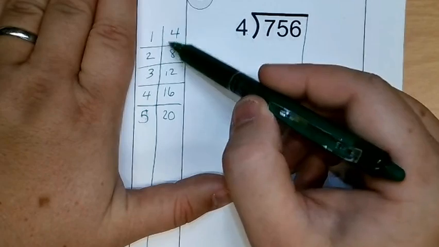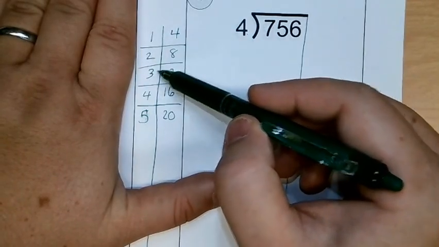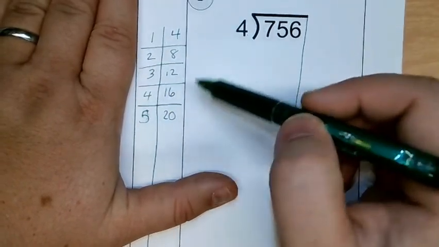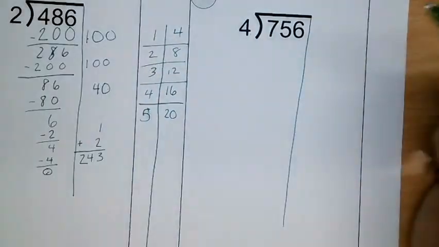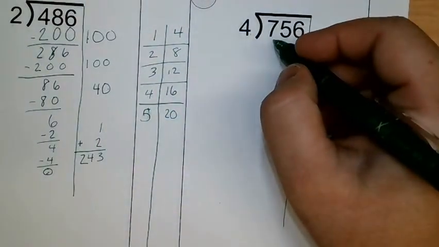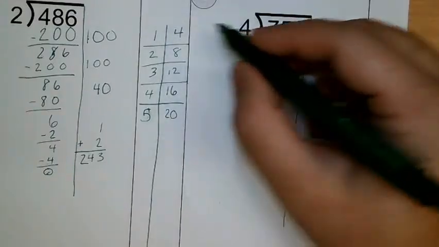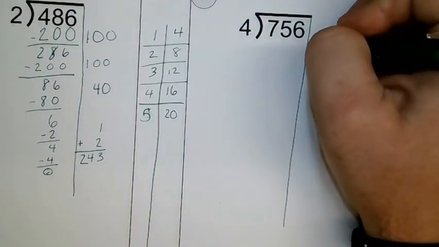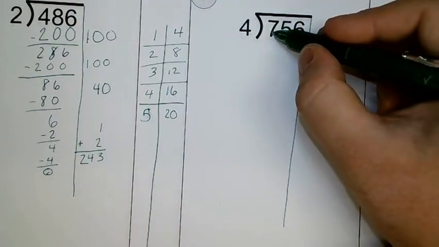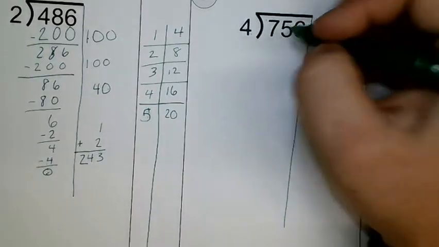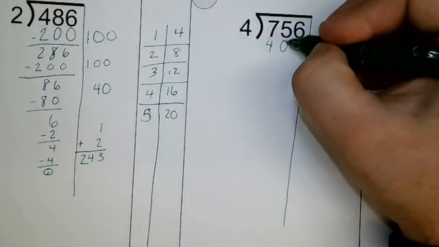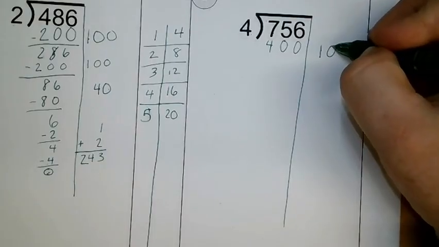4 times 1 is 4. 4 times 2 is 8. 4 times 3 is 12. 4 times 4 is 16. And 5 times 4 is 20. All right. So when I come over here, I can go, okay, well, I'll start off with my 1. I'm going to start here in the hundreds place, and I can see 4 times 1 is 4, but then I have a 0 and a 0, and over here, 0 and 0.